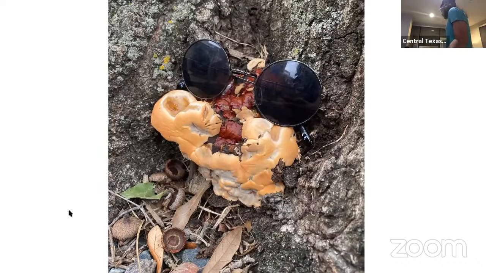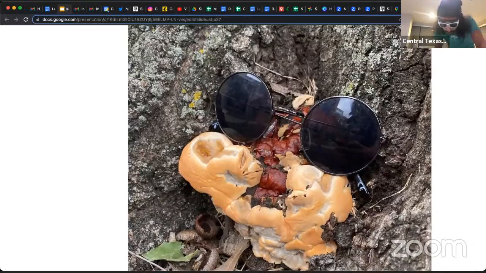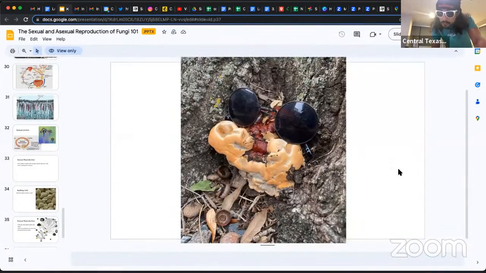And that's the end. Anybody else on Zoom, feel free to ask questions or anything. But yeah, I feel like I've had reproduction of fungi explained to me a couple times, and this is by far the best explanation. Oh, thank you. I try to be thorough.